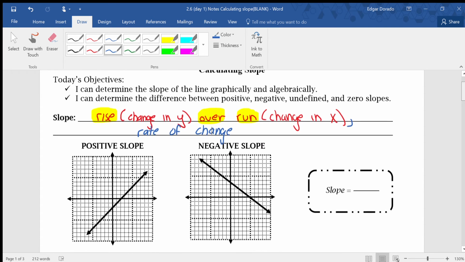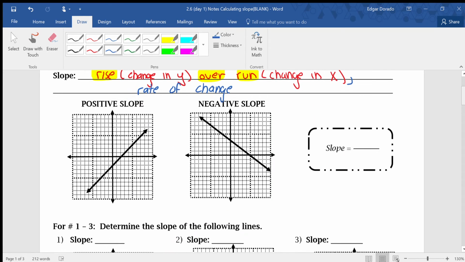Let's take a look at what a positive slope looks like. A positive slope is basically as you are looking at your graph and you're traveling from left to right. Let me get my highlighter tool here. As I'm traveling from left to right, I'm increasing. I'm coming up to a certain point, so it keeps increasing here. So we say that this graph rises to the right.